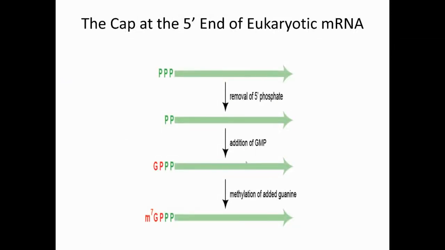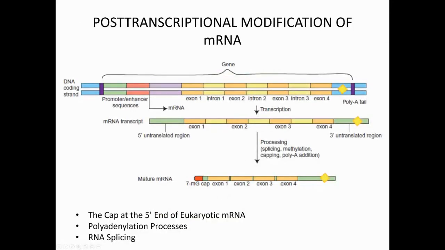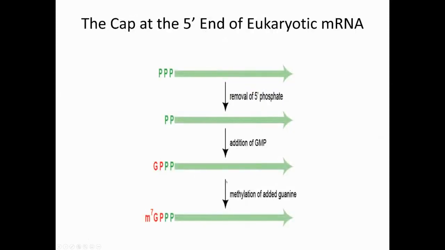So three important processes are capping, polyadenylation, and splicing. The capping, the poly A tail, and splicing. Splicing means you remove the introns and combine the exons.